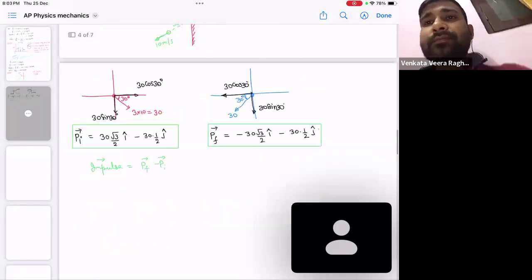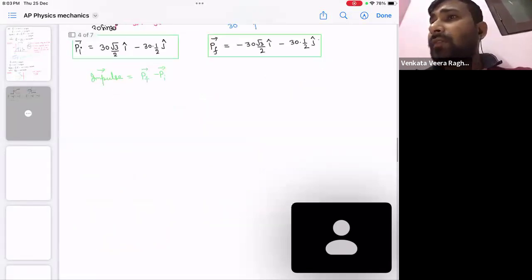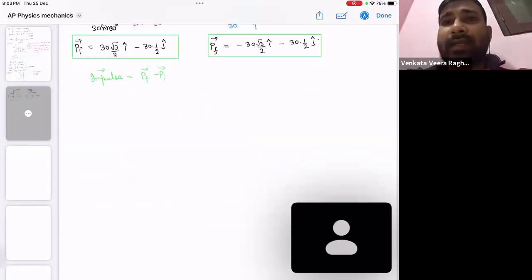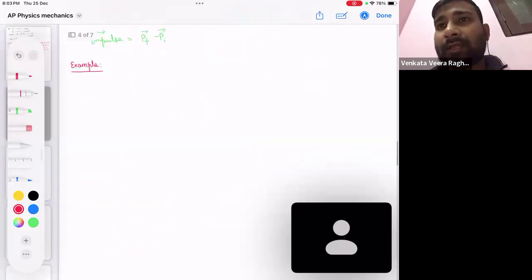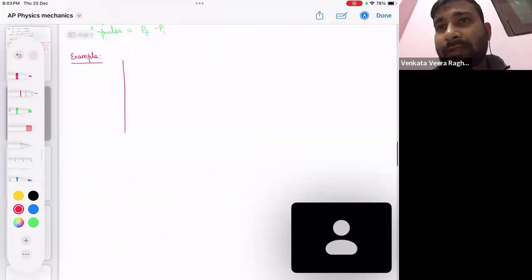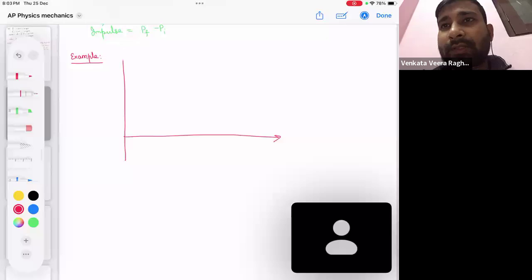Is that clear? One more way we can find out the impulse. Sometimes the question will give you a graph. Let's say in this example there is a graph given between force versus time. You know what the area is going to represent?